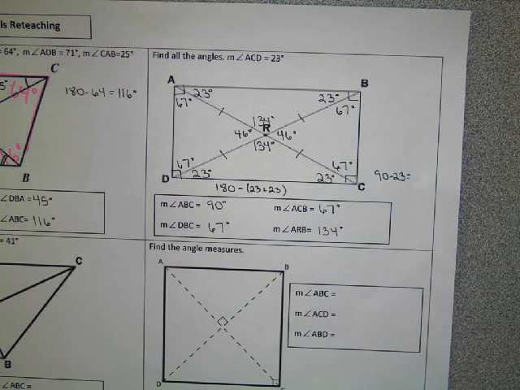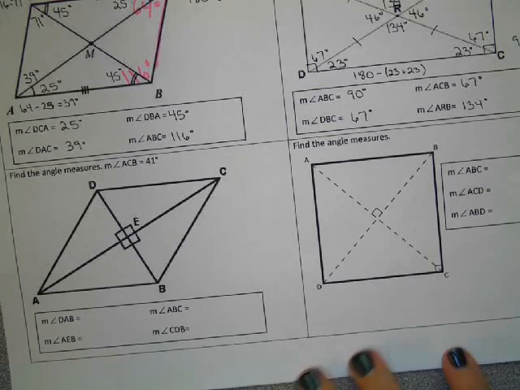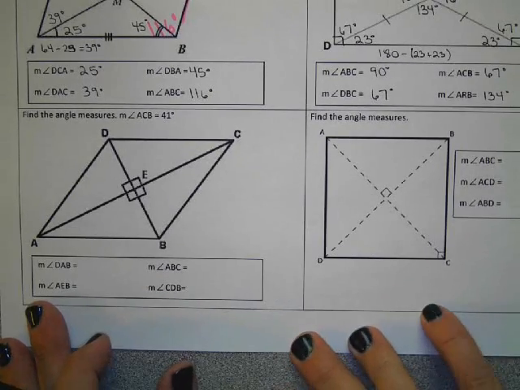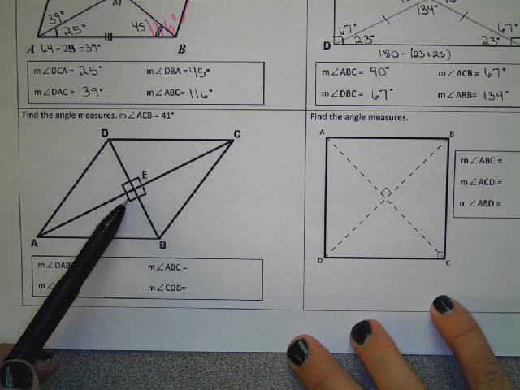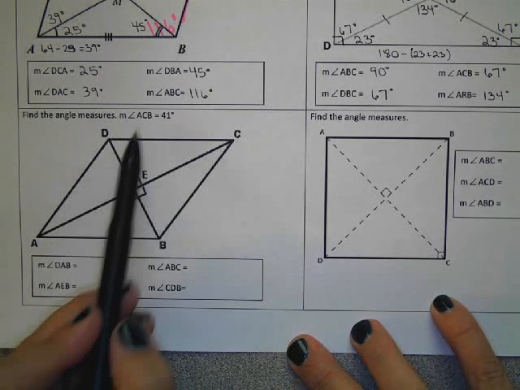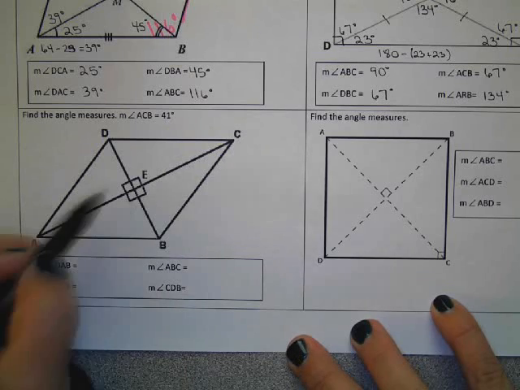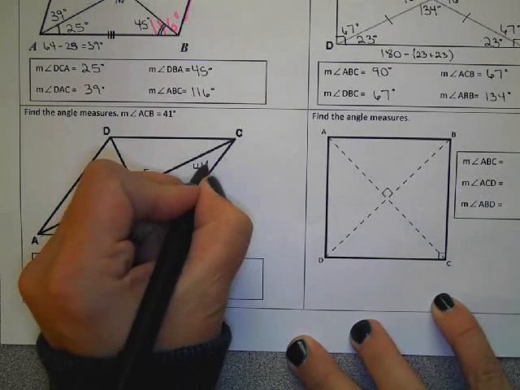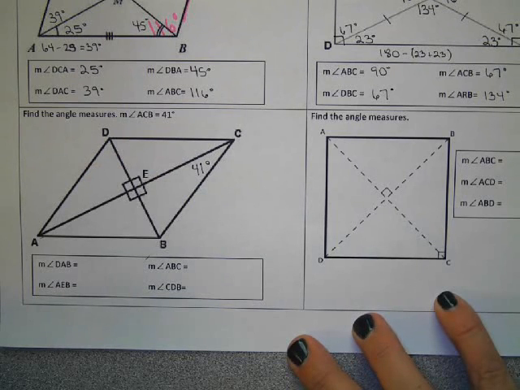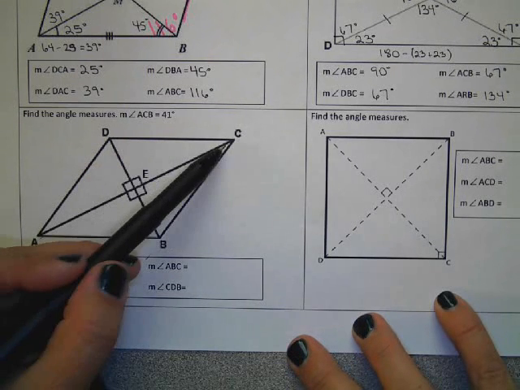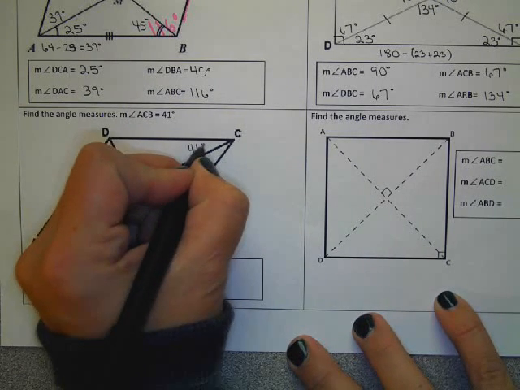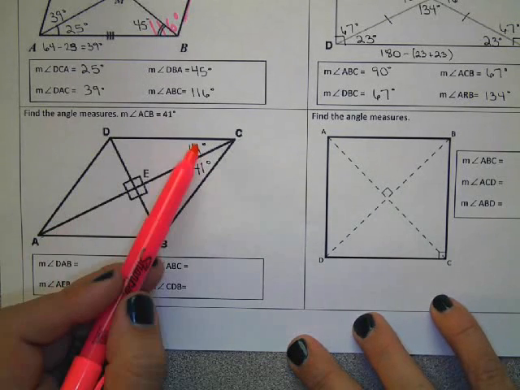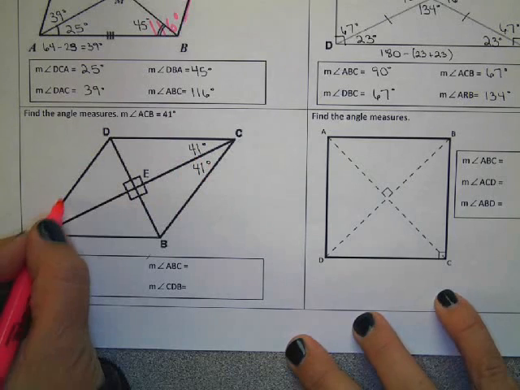Okay, let's go to the rhombus. For the rhombus, remember diagonals are perpendicular, so all four angles in the center where the diagonals intersect are right angles. And angle ACB is 41 degrees. Also, referring to your quadrilaterals notes, you know that the diagonals of a rhombus bisect the angles, so as soon as you know one half of the angle, you know the other half immediately. If I know both pieces here, I could figure out this entire angle in the corner. The whole angle would be 82 degrees.